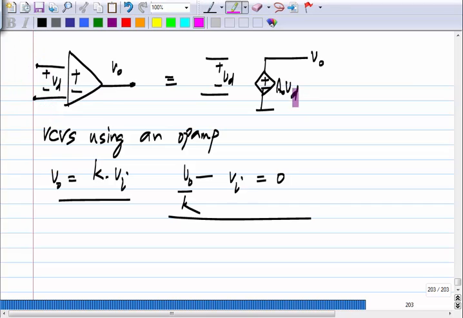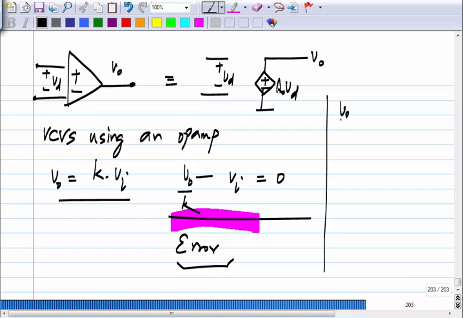Is this okay? So, this is the error. And let us say this error voltage is positive. Okay, what should you do to V naught? The error voltage is positive, what should happen to V naught? It should decrease. And of course, if the error voltage is negative, it is the other way around.